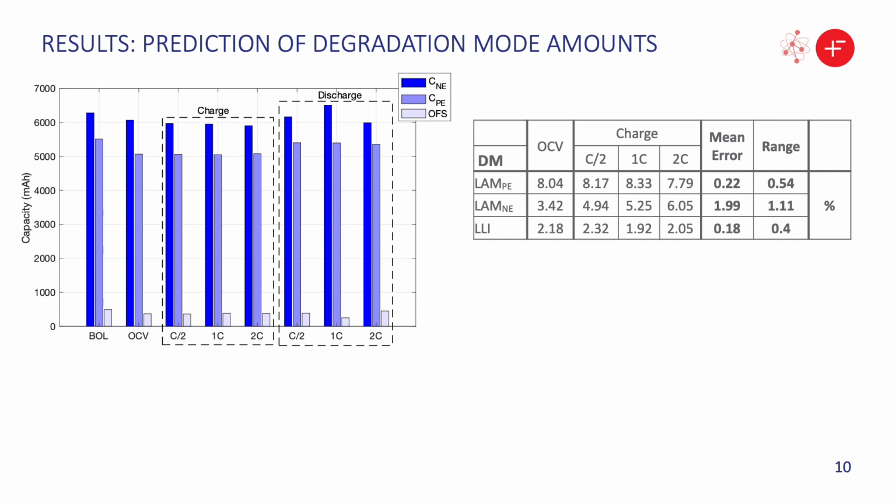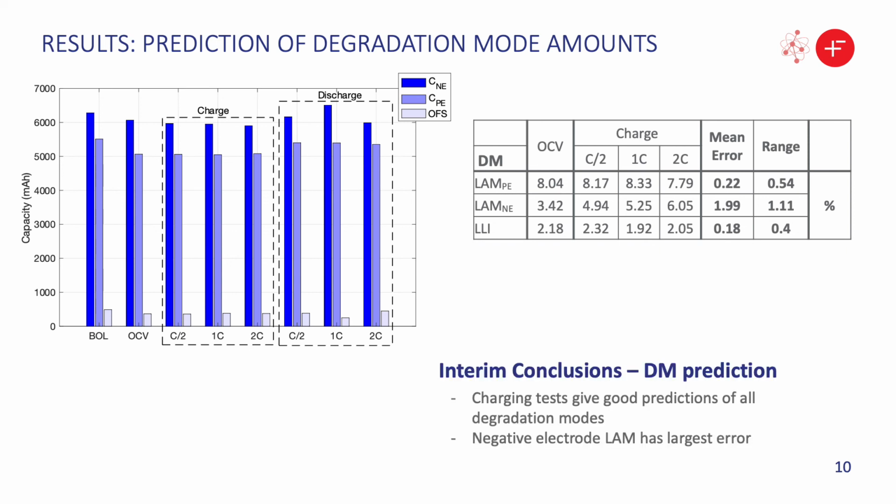It is seen that the technique is excellent at predicting LAM for the positive electrode, and also the LLI, with very low errors and a very narrow range. The negative electrode LAM has a higher error and range, but still acceptable. The reason for the technique's slightly weaker performance in identifying negative electrode capacity is due to the entropy profile in OCV for the negative electrode being very flat apart from at low lithiation fractions. It should be noted that the OCV method also faces a similar problem when trying to predict negative electrode LAM. And so our conclusions from this slide: charging tests have a good accuracy and robustness when calculating all degradation modes, especially so for positive electrode LAM and LLI.